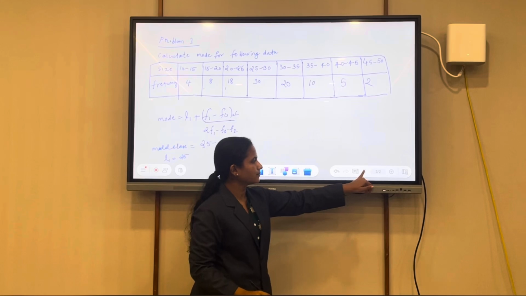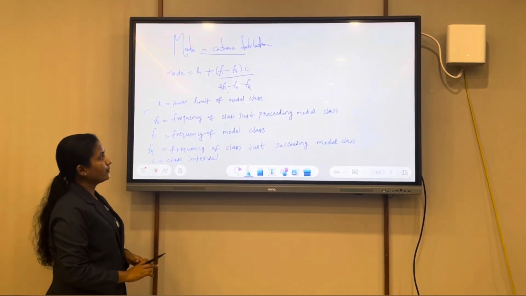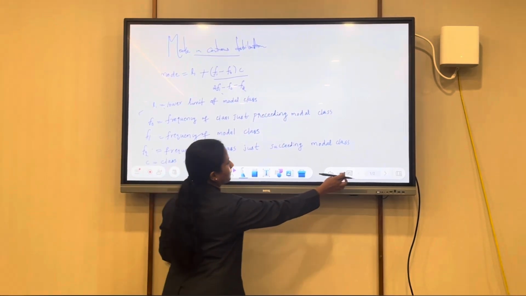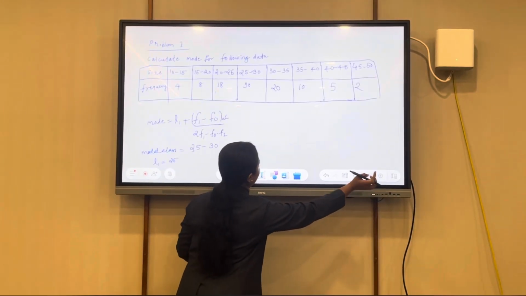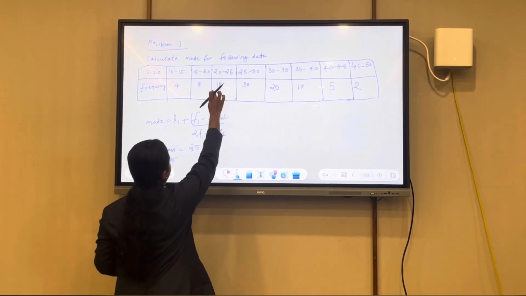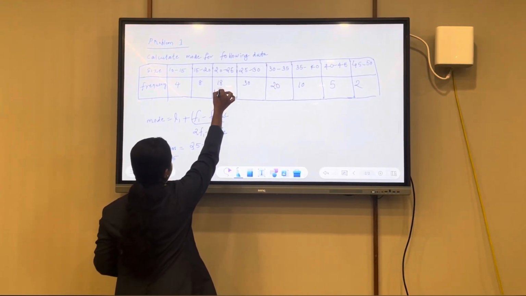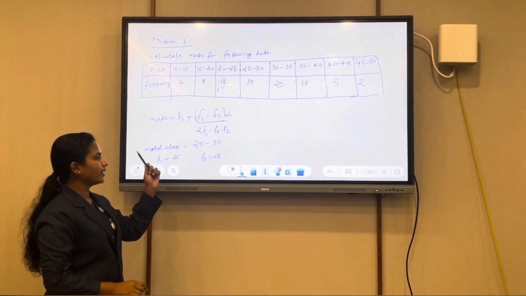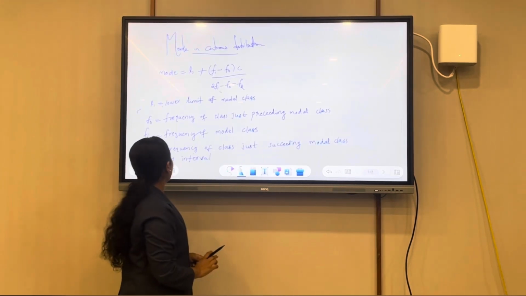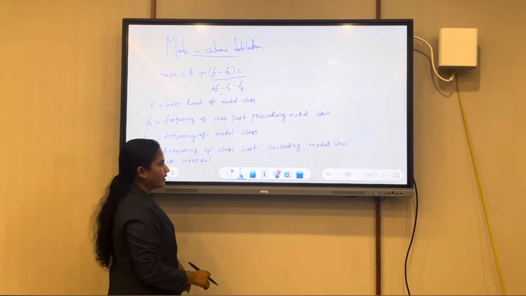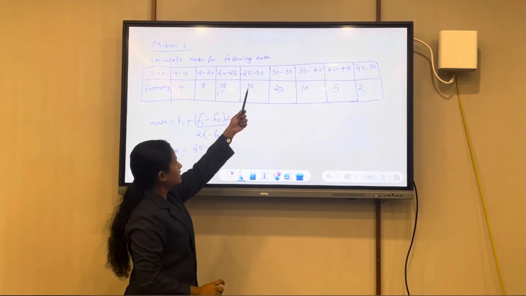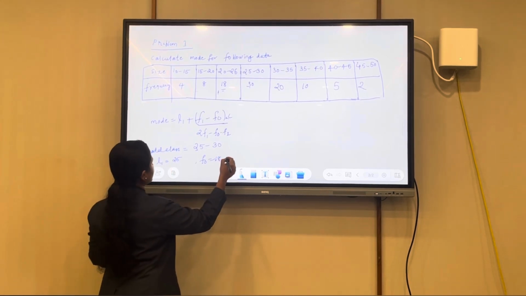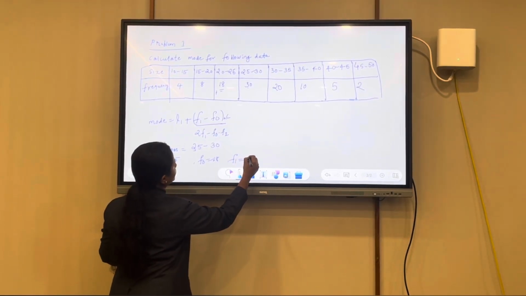Next we have to find out F0. F0 is the frequency of class just preceding modal class. So the frequency of the class just preceding modal class is 18. F0 is equal to 18. Okay, next we have to find out F1. F1 is equal to frequency of modal class. The frequency of modal class 25 to 30 is 30. F0 is equal to 18 and F1 is equal to 30.